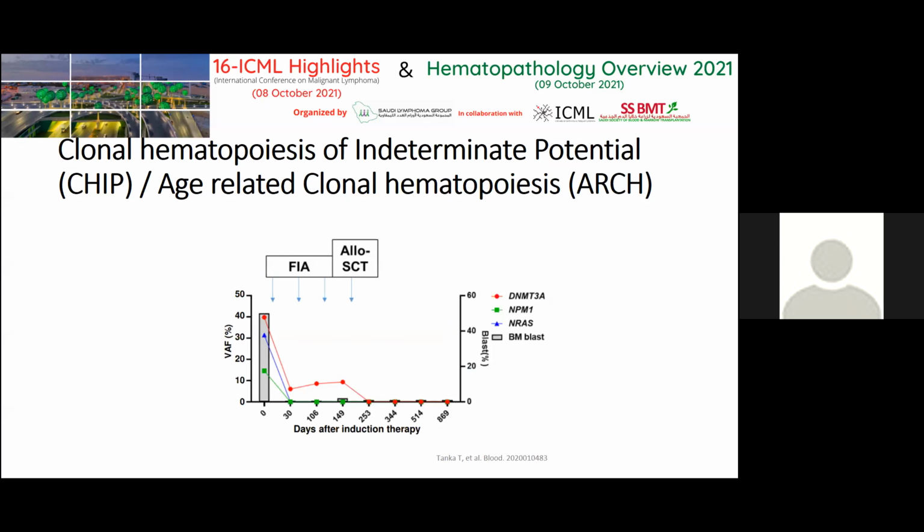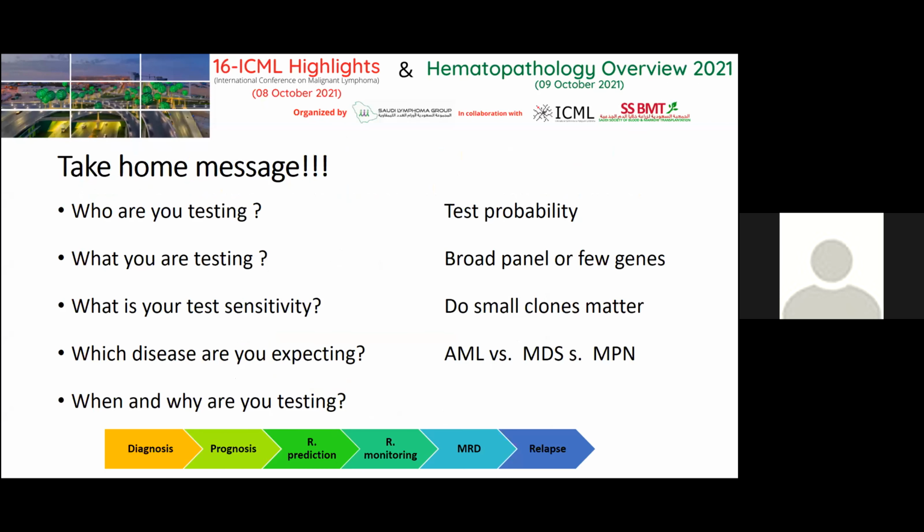Consolidation and maintenance therapy have minimal effect on the post-remission clonal hematopoiesis, but allogenic stem cell transplant may be curative. The take-home messages for my colleague, fellow and the resident regarding the utility of the genetic testing: it depends on who you are testing. It really depends on what your test probability is and how you will interpret the result of that test.